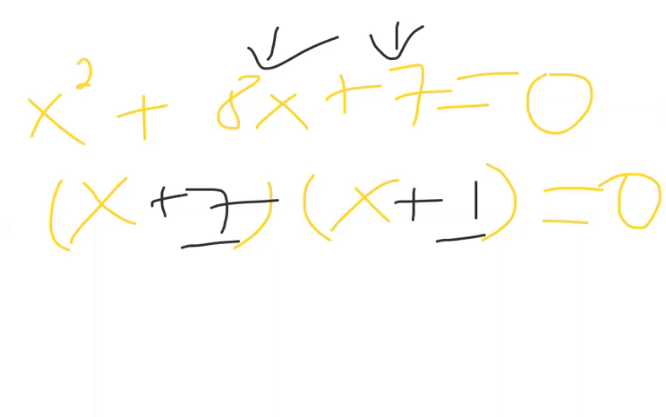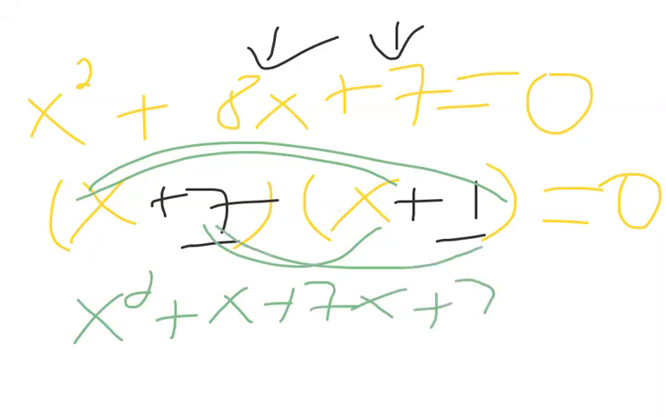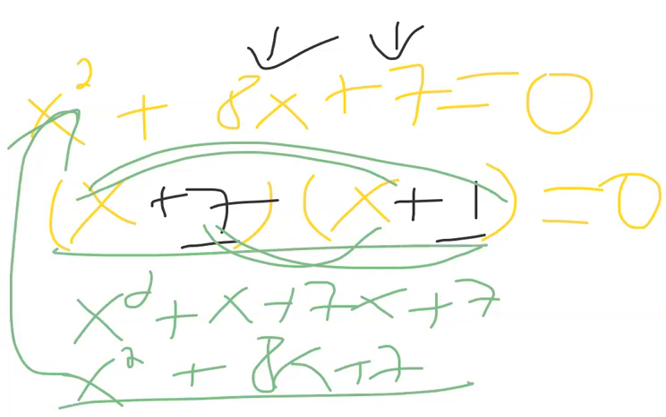Let's just check, because we can and we should. X times x is x squared. X times 1 is x. 7 times x is 7x. And 7 times 1 is 7. And that equals x squared plus x plus 7x is 8x plus 7, which is exactly what we want. So these are actually equivalent, which is nice, which it should be. And that's equal to 0.